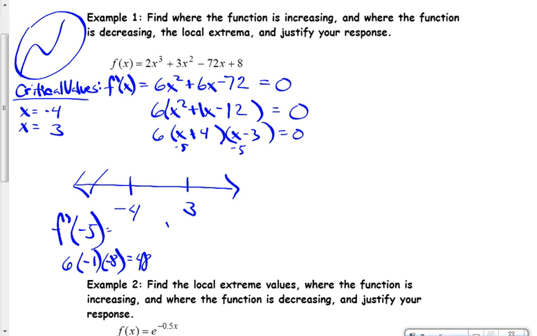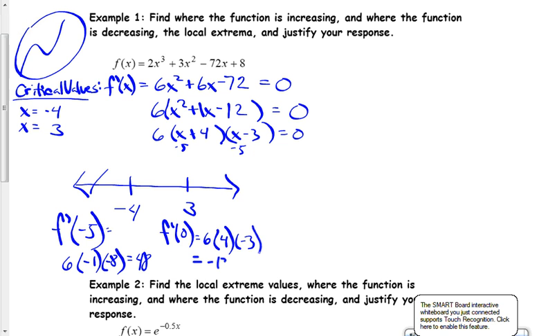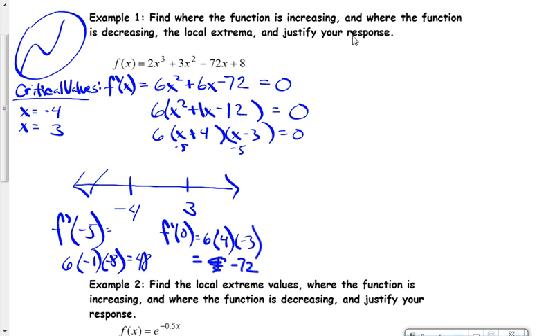Let's find something in between -4 and 3. 0 is a good one. F prime of 0 would be 6 times 4 times -3, which gives us a value of -72. What's really important is not that it's 72, but that it's negative. So the graph in there is falling. Decreasing is actually a better word. F prime of 4, because 4 is in our third interval, would give us 6 times 8 times 1, which is 48, which is more importantly positive, so the graph is rising. Okay.